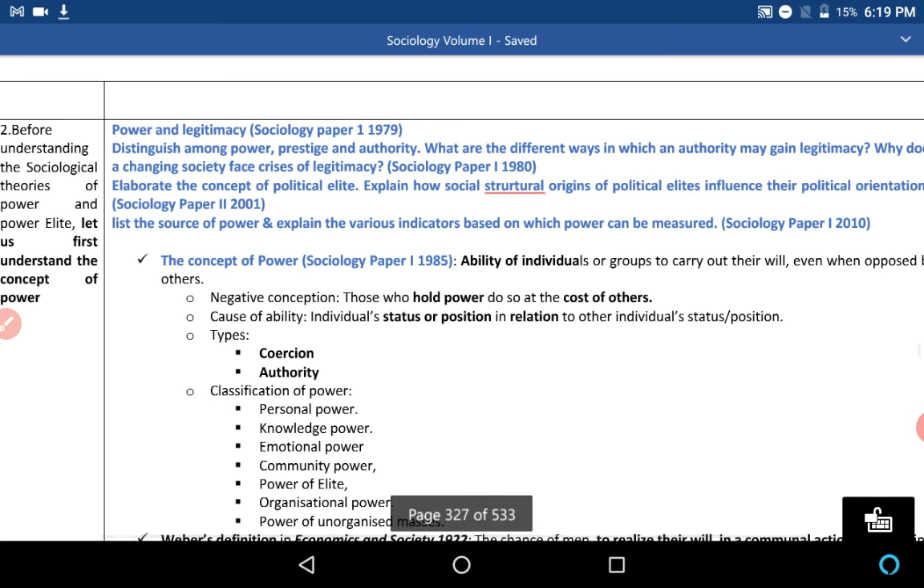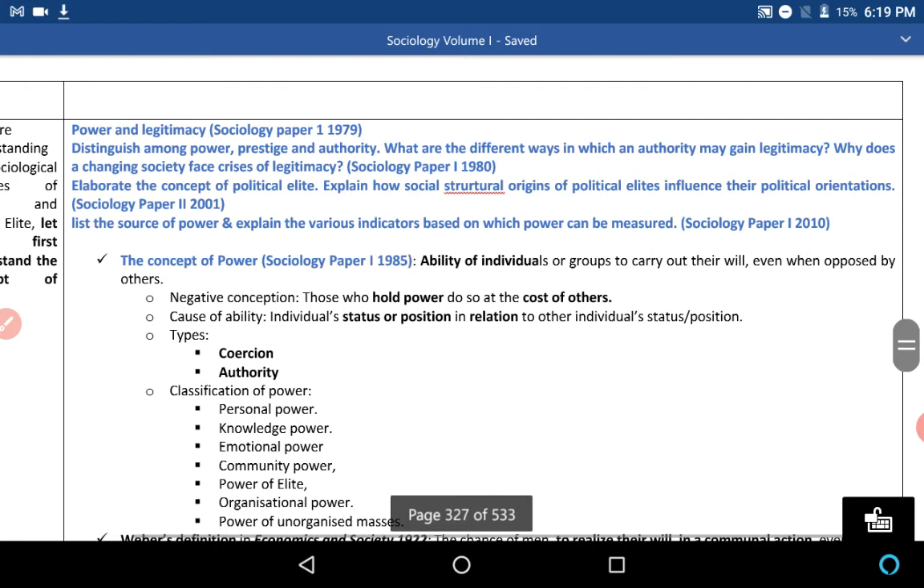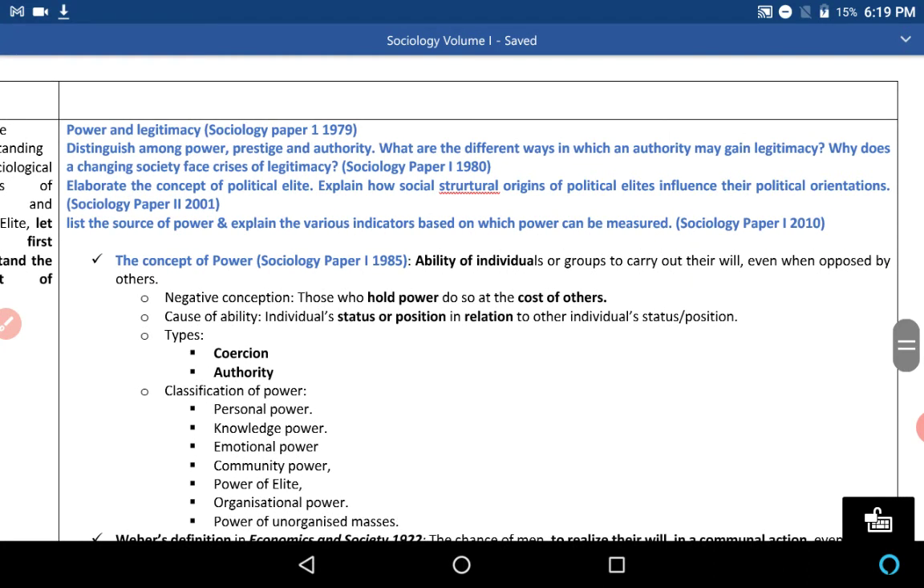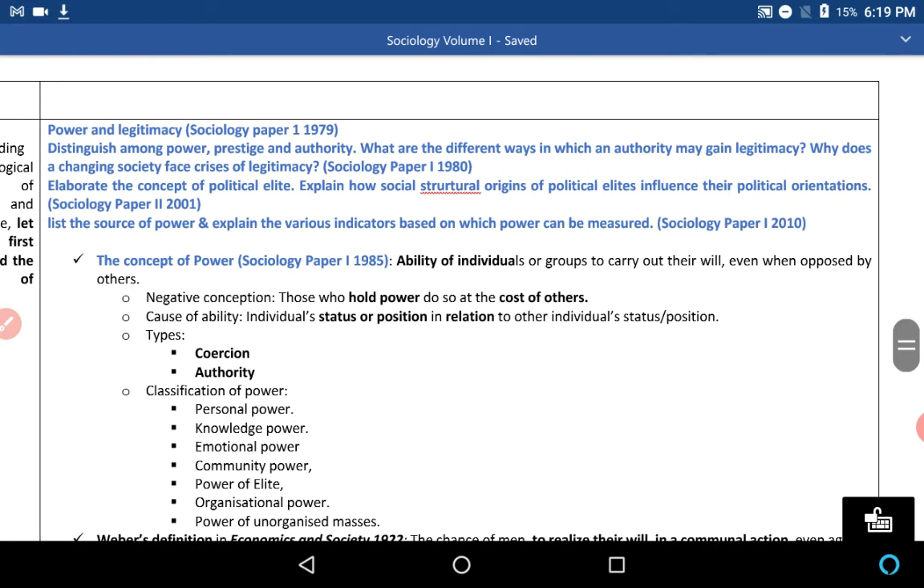So, the difference between power and legitimacy. Sociology paper 1, 1979. You can now also go through power, prestige, and authority. What is the difference between the concepts? We have just seen what is power, how it is different from authority. Now, prestige is a different issue.